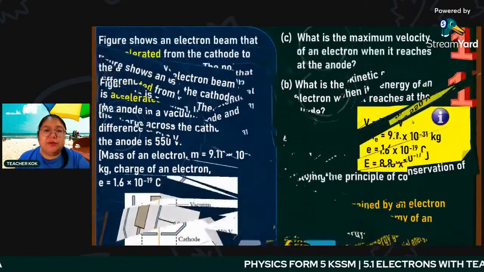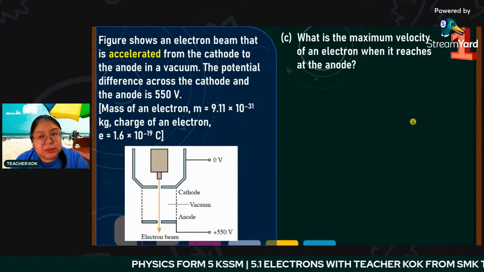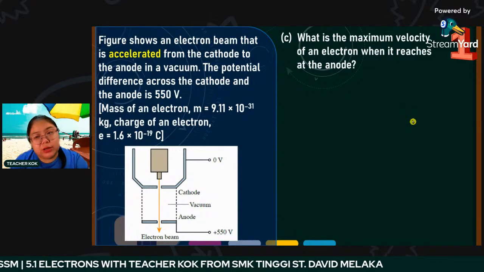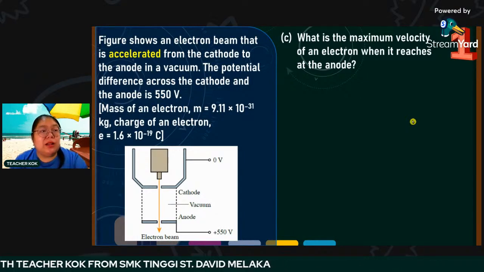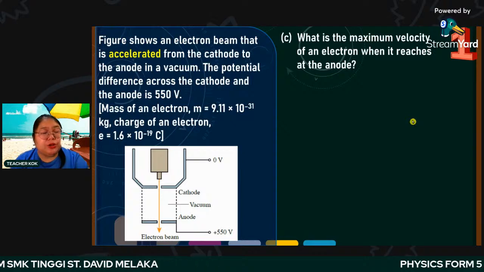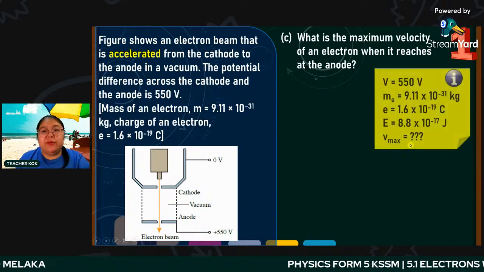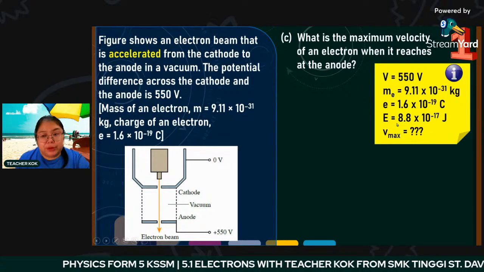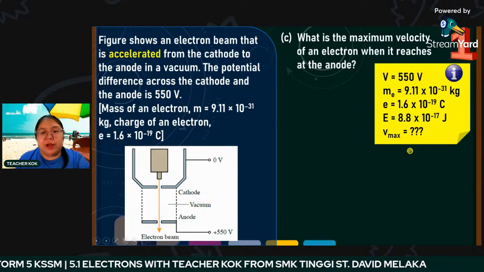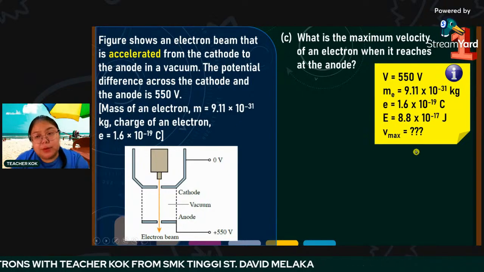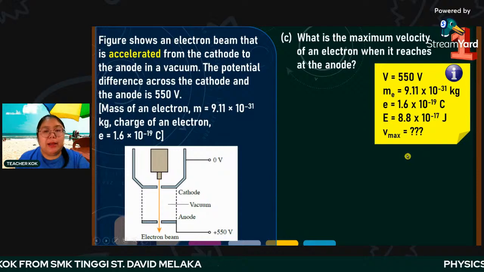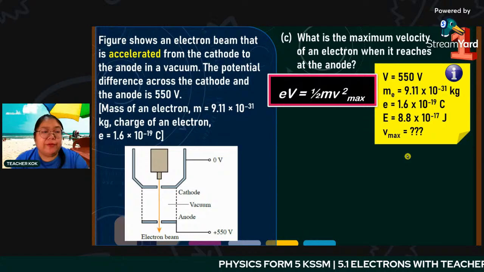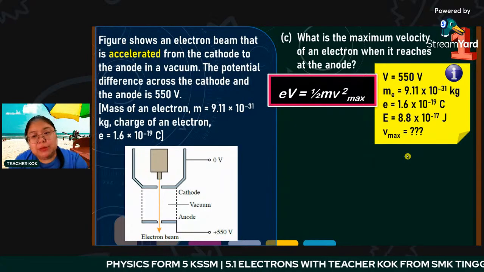So we continue with part C. What is the maximum velocity of an electron when they reach the anode? Now you need to do the calculations. The question asks about velocity when they just reach the anode. The info is still right here, and just now we added one more piece of info, the electrical potential energy. Now the question wants the maximum velocity. So what do you need to apply? You need to apply this formula: eV equals half m v squared maximum.